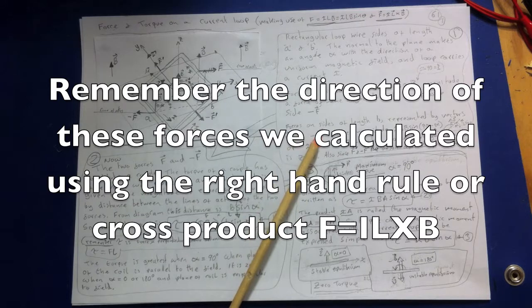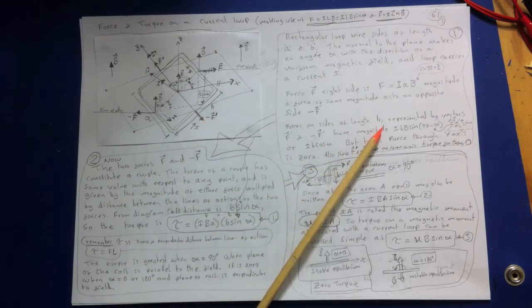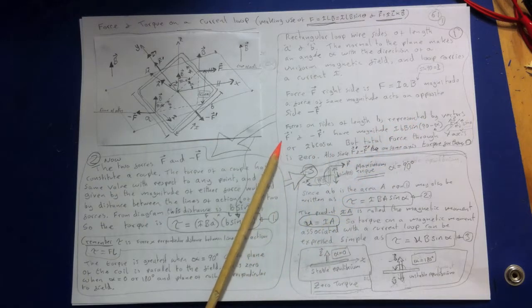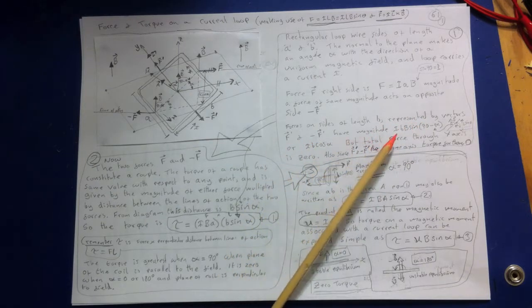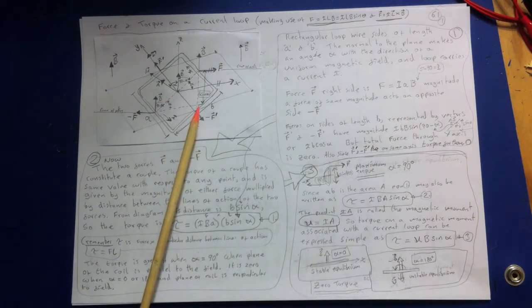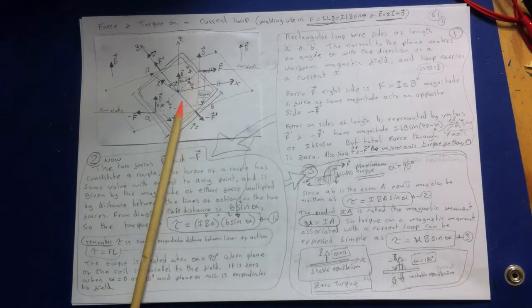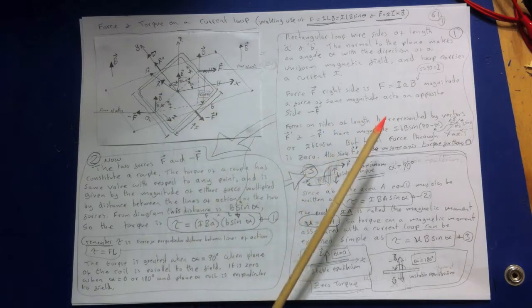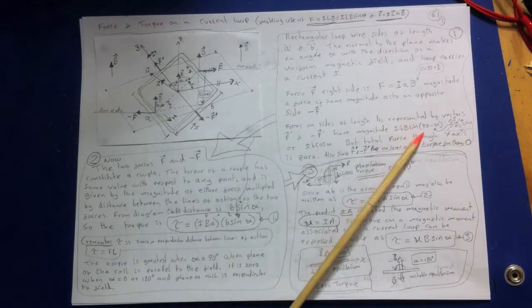Now the forces on the sides, this F dash and this minus F dash, represented by vectors F dash and minus F dash, have magnitudes IB sine 90. Alright, so now look, we're not at right angles now. The B and the I here are at right angles, but here we have to allow for that angle here. So we end up with IB sine 90 minus alpha.